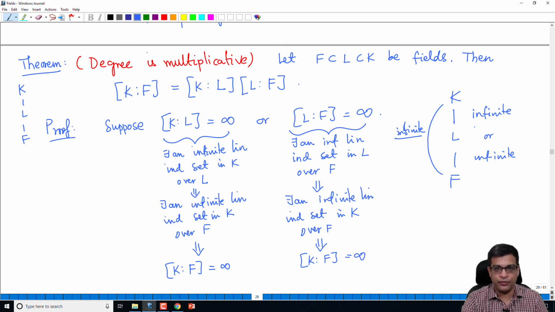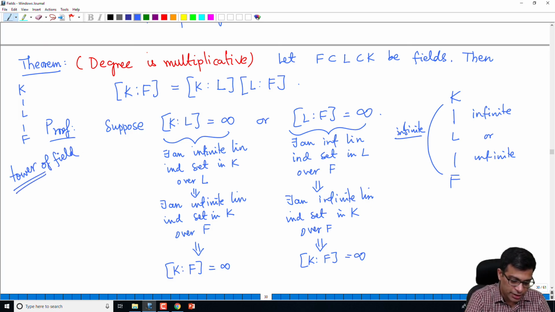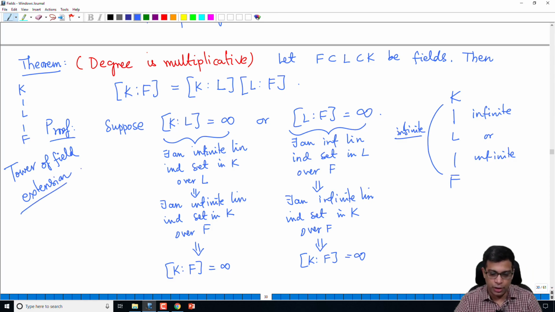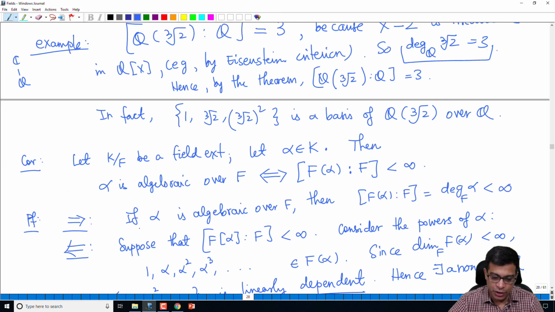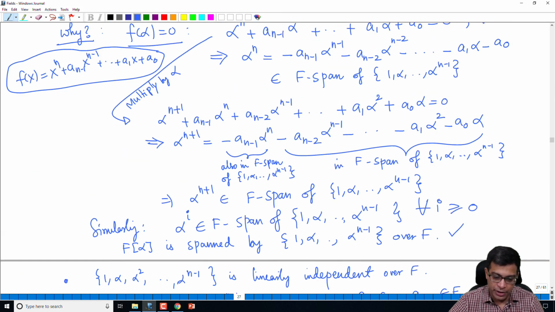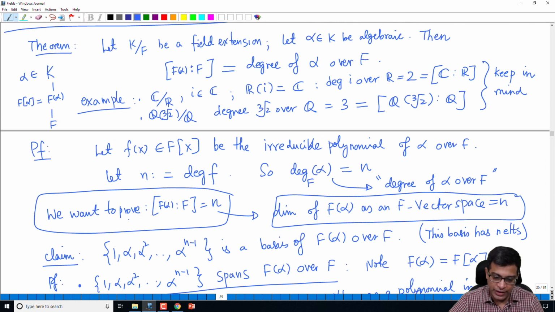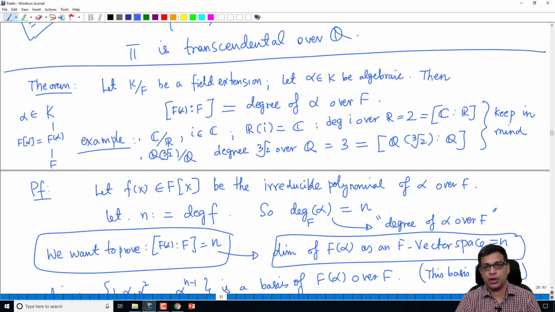If you have three fields and it's a tower of fields, this is called a tower of field extensions rather, then the degree of the largest extension is the product of the degrees of the other two extensions. And we also proved in this video the theorem about the degree of an element being equal to the degree of the field extension itself. Okay, together these two are very useful for us, and let me stop this video here. In the next video we will do corollaries of these two very important results. Thank you.